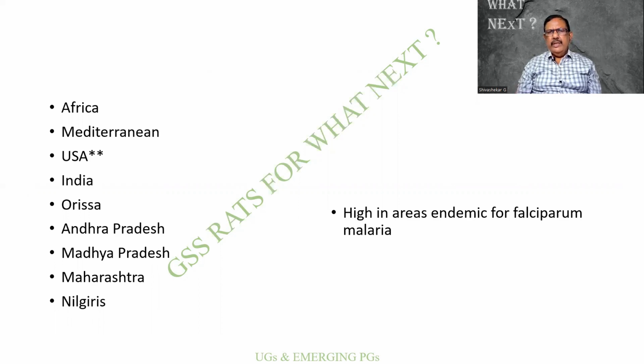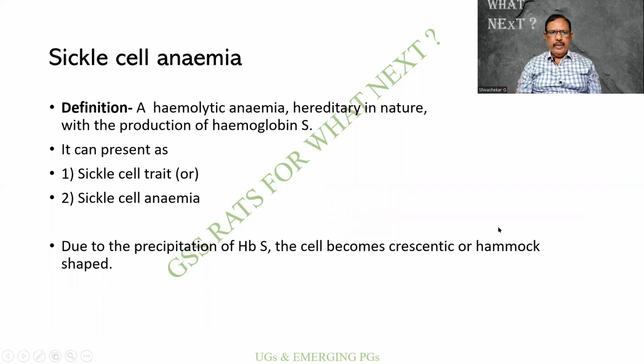This will be the typical history that is given. Off track will be Nilgiris in Tamil Nadu. But strangely, we find typical history in such places and the diagnosis is sickle cell anemia. High in cases of areas endemic for falciparum malaria.